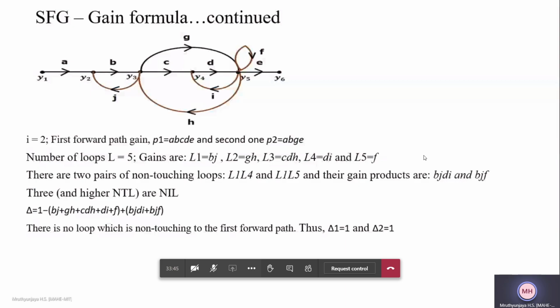Now, if you have any doubt, you are free to raise it. Delta 2, could you explain again? Delta 1, yes. What is delta 1? It is the value of delta. If it is touching the forward path P1, eliminate. Which is the forward path? A, B, C, D, E. So in the value of delta, if those loops are touching that path, eliminate.